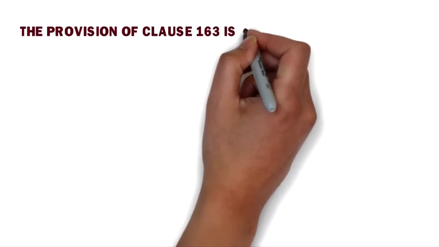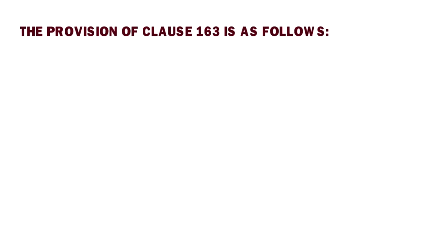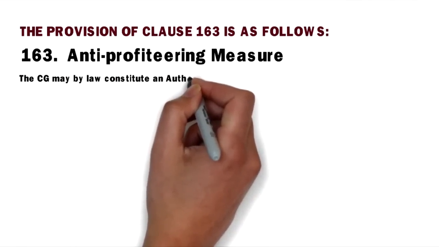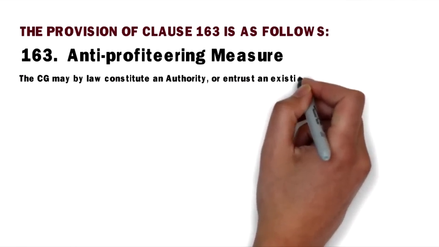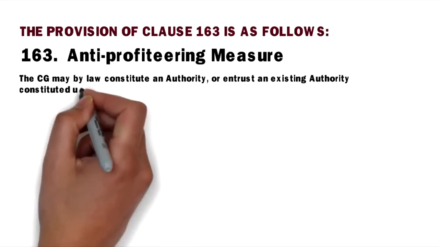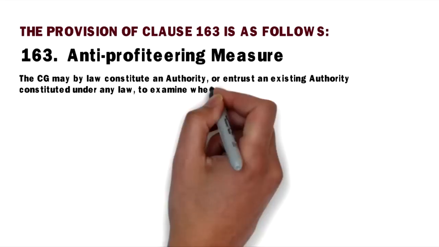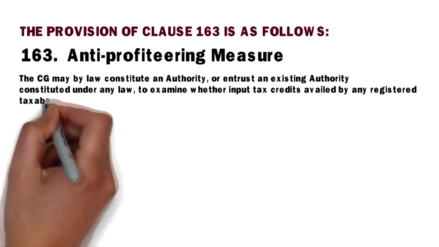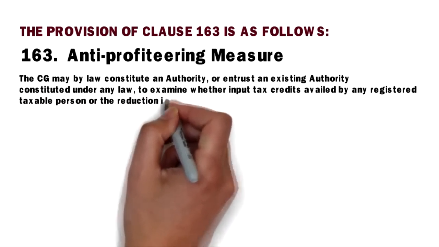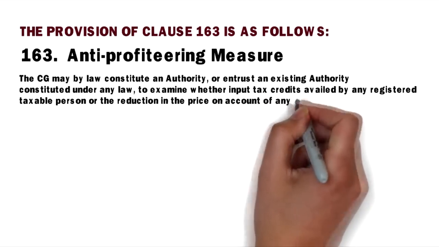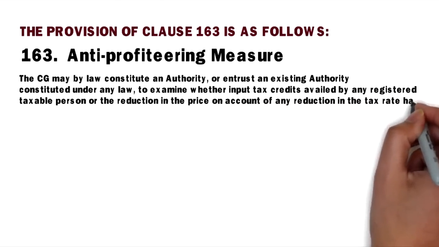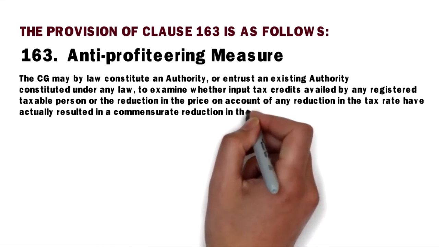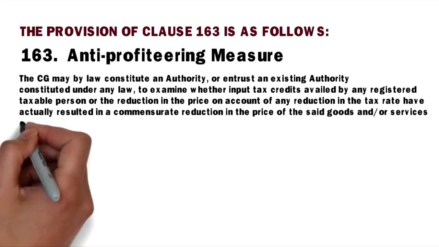The provision of clause 163 is as follows. The central government may by law constitute an authority or entrust an existing authority constituted under any law to examine whether input tax credits availed by any registered taxable person, or the reduction in the price on account of any reduction in the tax rate, have actually resulted in a commensurate reduction in the prices of the said goods and or services supplied by him.